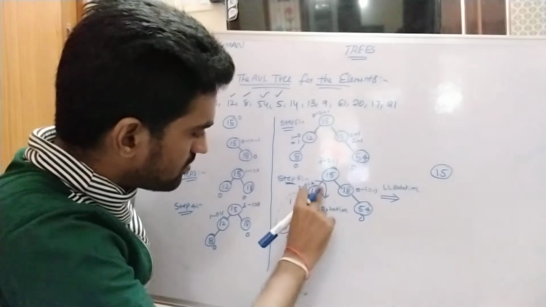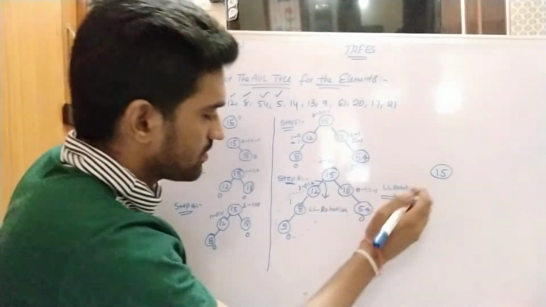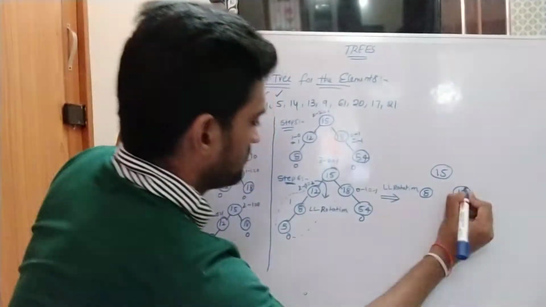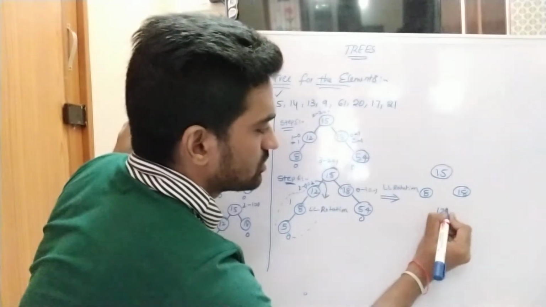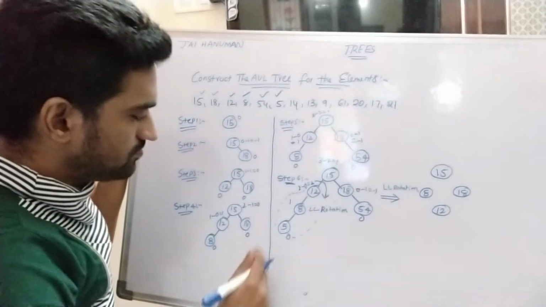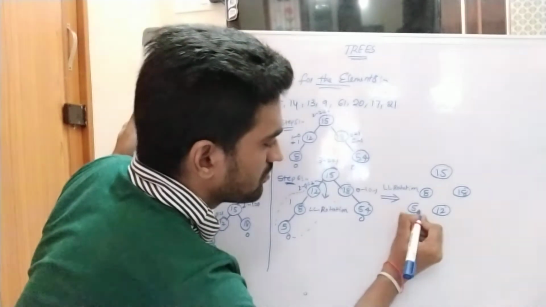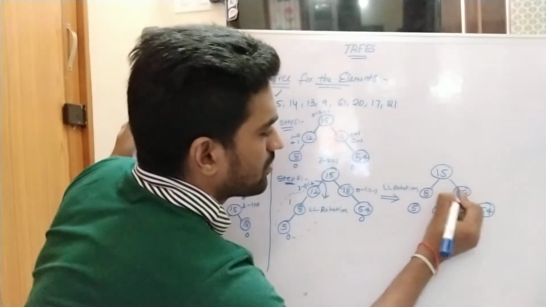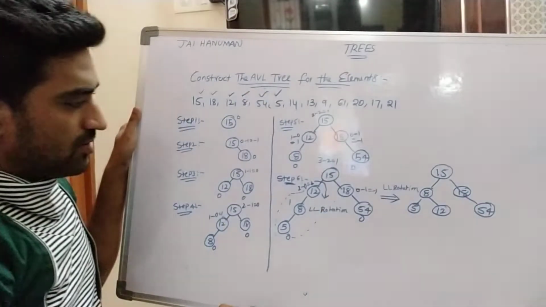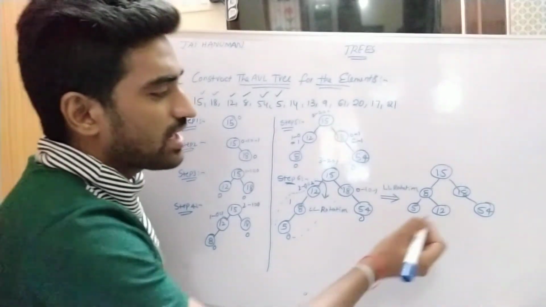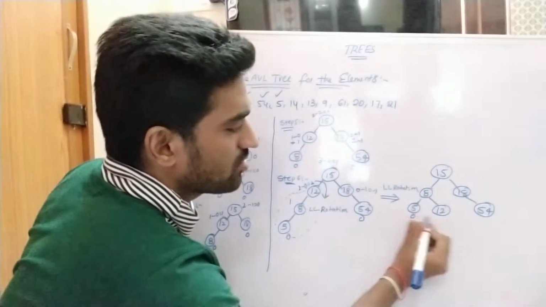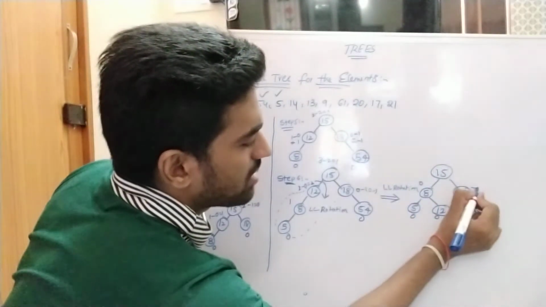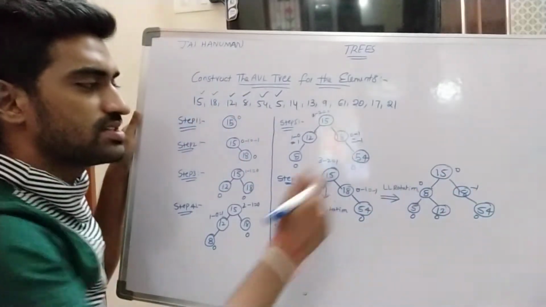Towards the right direction, that is 8, 18, 12, 5, 54. Right? Again, we are calculating the balancing factor for this tree. 0, 0, 0. 1 minus 1, 0. So here 0 minus 1, minus 1, 2 minus 2, 0. So this is an AVL tree.